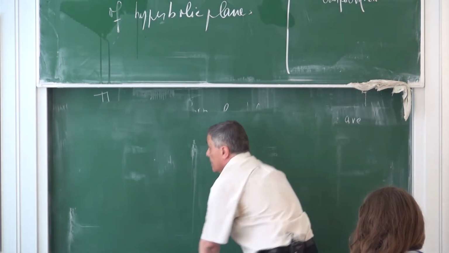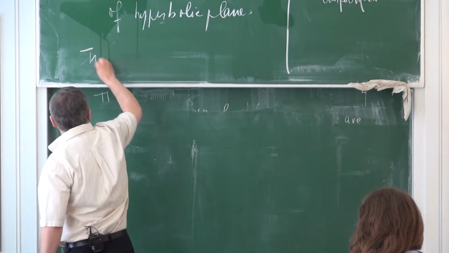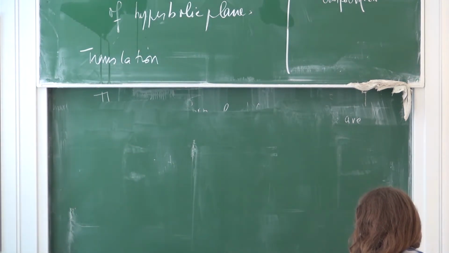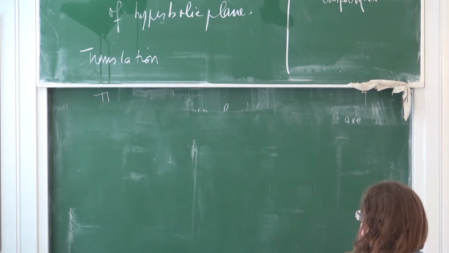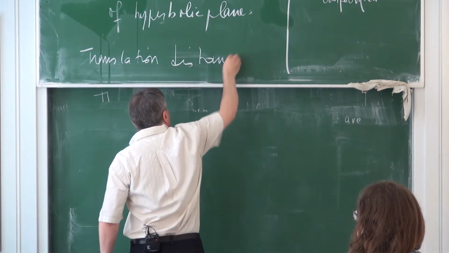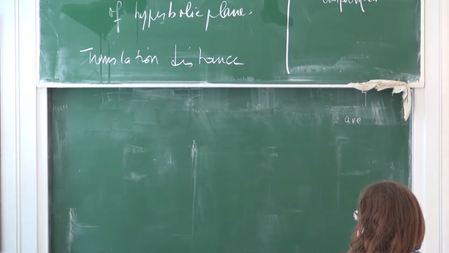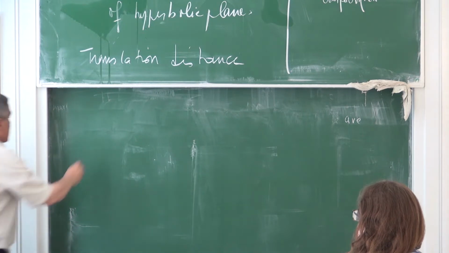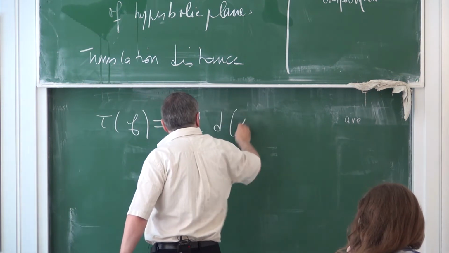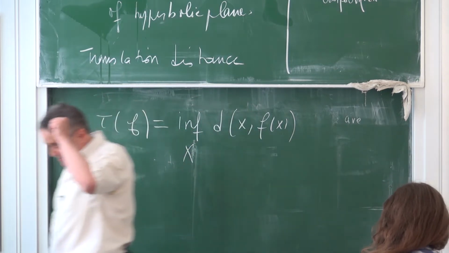So let me recall here what is happening. We introduced something called the translation distance. So I have a homeomorphism of a metric space, and the translation distance tau of f is the infimum of the distance between x and f of x for x in my metric space.